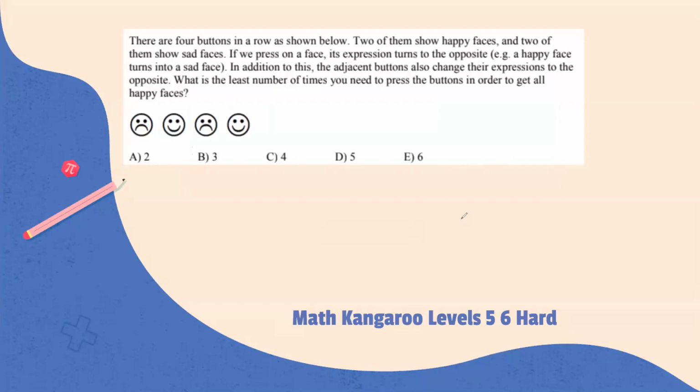Here's the last math kangaroo sample problem. So it's kind of complicated, but we have 4 buttons. Sad, happy, sad, happy. If we press on one face, can you guys see the text on the screen right now?